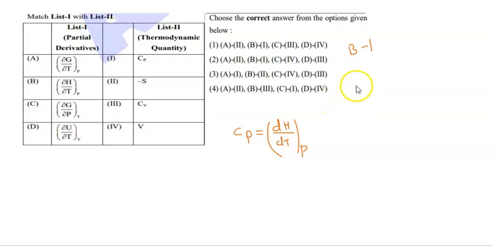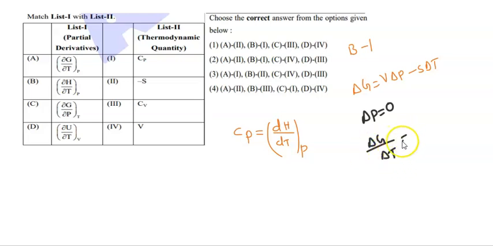And we know that from electrochemistry we can write that delta G is equal to V delta P minus S delta T. Most of the galvanic cells take place at constant pressure, then delta P is taken as 0, then delta G by delta T is equal to minus S. So here it is a minus S. That will be equal to dG by dT at constant P. So here A is matched with 2.